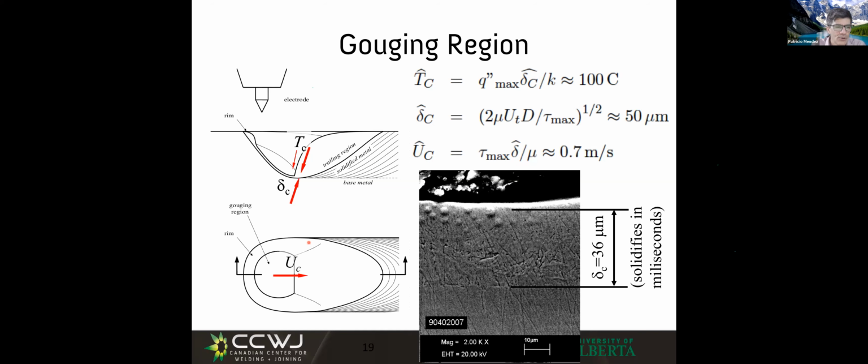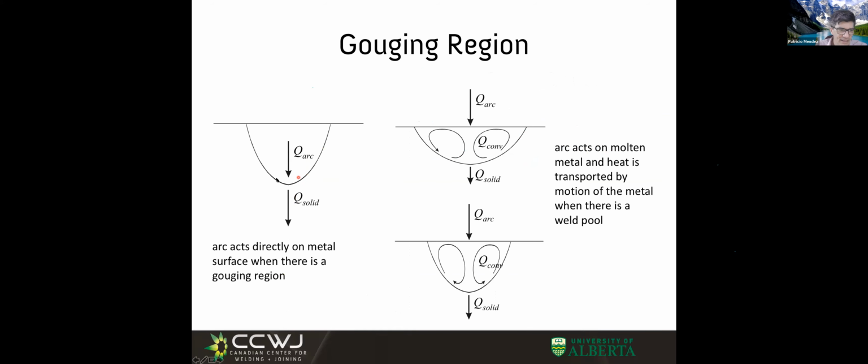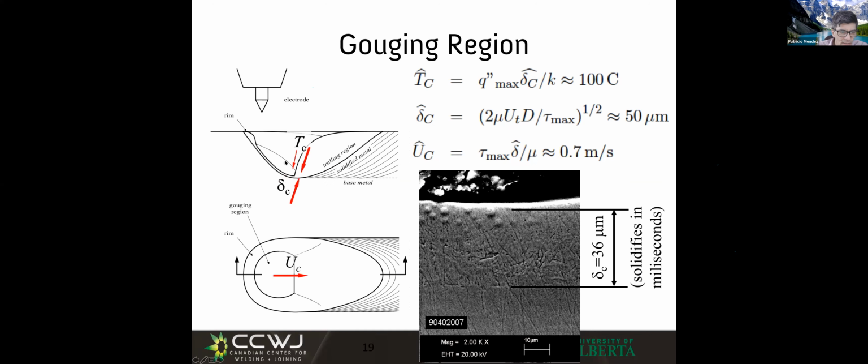And this gouging region, and here we have a schematic. In reality, it's not dry, but it's a very thin layer of molten metal. And here I sectioned this and looked at it in detail. And here you see it's more or less tens of microns in thickness.